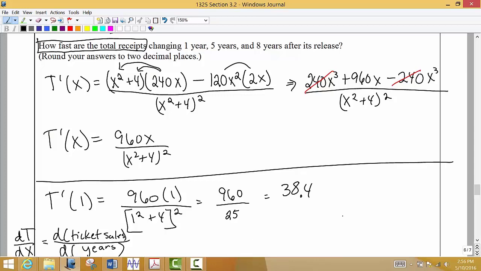So what do we actually have? How do I interpret this? Well, 38.4, think about that as a fraction, put it over 1, thinking about it in terms of a slope. The change in ticket sales, given in millions, divided by the change in years. So after 1 year the movie has been out, the ticket sales are increasing by $38.4 million per year. So every year we're making $38.4 million. That's our rate of change.